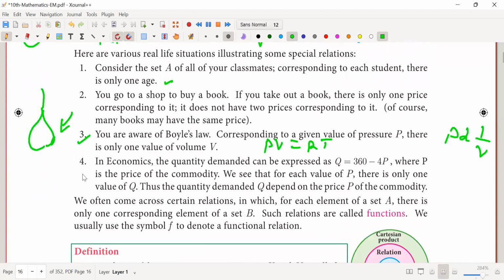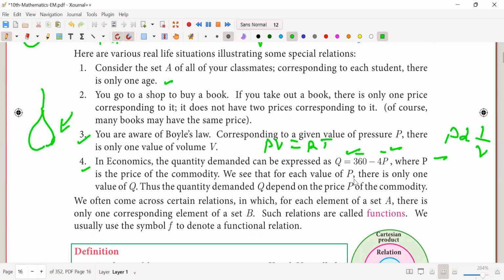All right, then this is related to economy. We will be having an economy lesson in sociology. In economics, the quantity demanded can be expressed as Q equals 360 minus 4P, where P is the price. 360 is the fixed cost, P is the price. There should be a relation of how much quantity we can make to obtain maximum profit. So 360 is the fixed and minus 4P is the relation they have given, where P is the price of the commodity.